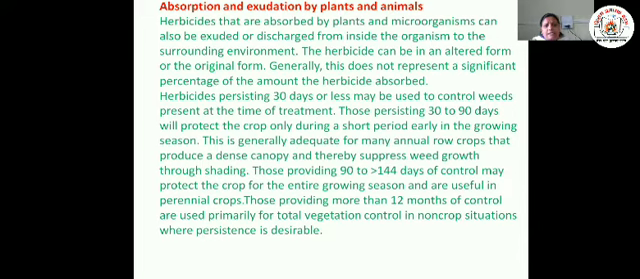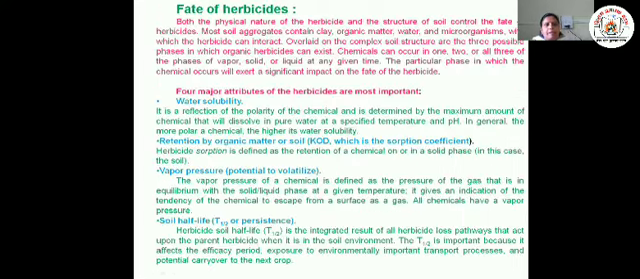Herbicides persisting 30 days or less may be used to control the weeds present at the time of treatment. Those persisting for 30 to 90 days will protect the crop only during a short period early in the growing season. This is generally adequate for many annual row crops that produce a dense canopy and thereby suppress weed growth through their shading. Okay. Fate of herbicides.